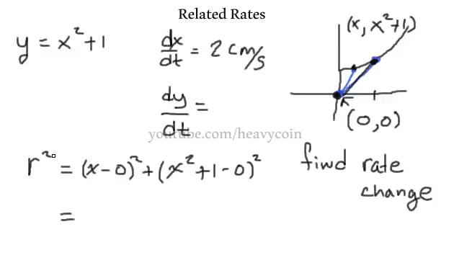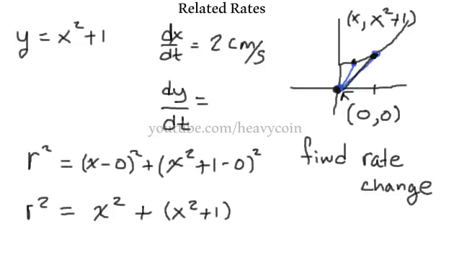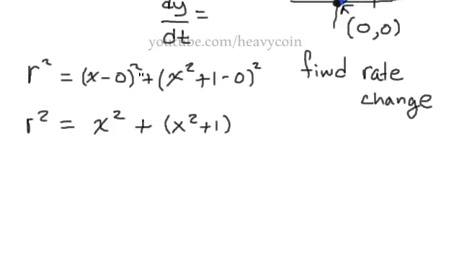So r, if we were to square root both sides, that would give us the distance between the origin and some point on the graph. So what I'm going to do now is simplify this down, write those zeros, taking up space. So we have x squared plus, and then we're going to have x squared plus 1 and r squared. So now we want to take the derivative of this.